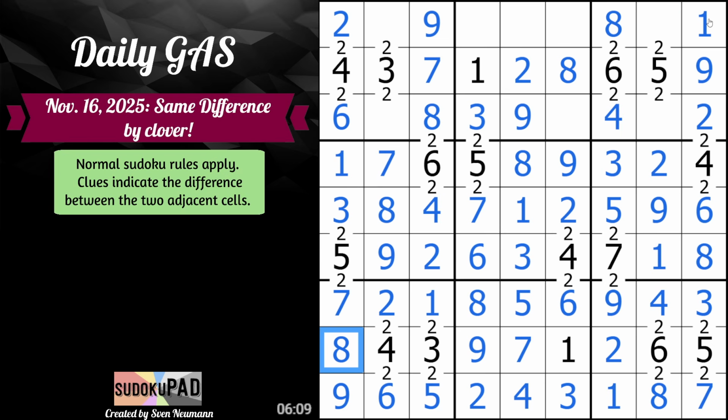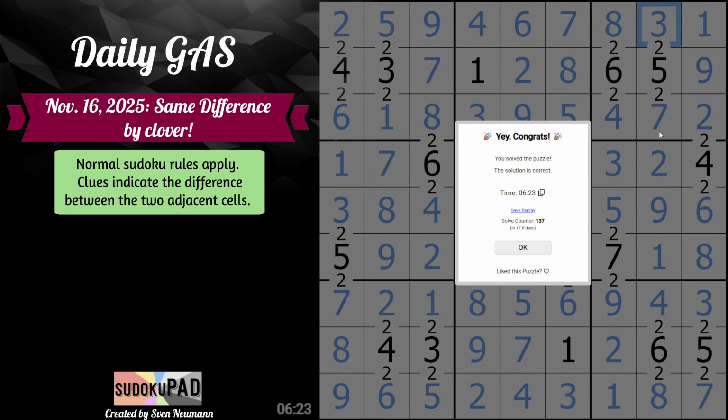So 3, 1, 5. 5 gets us 5, and then we're just missing 4, 6, and 7. Oh no, and of course we need to resolve the 7 and 3, and we are done in 6 minutes and 23 seconds with Same Difference by Clover.